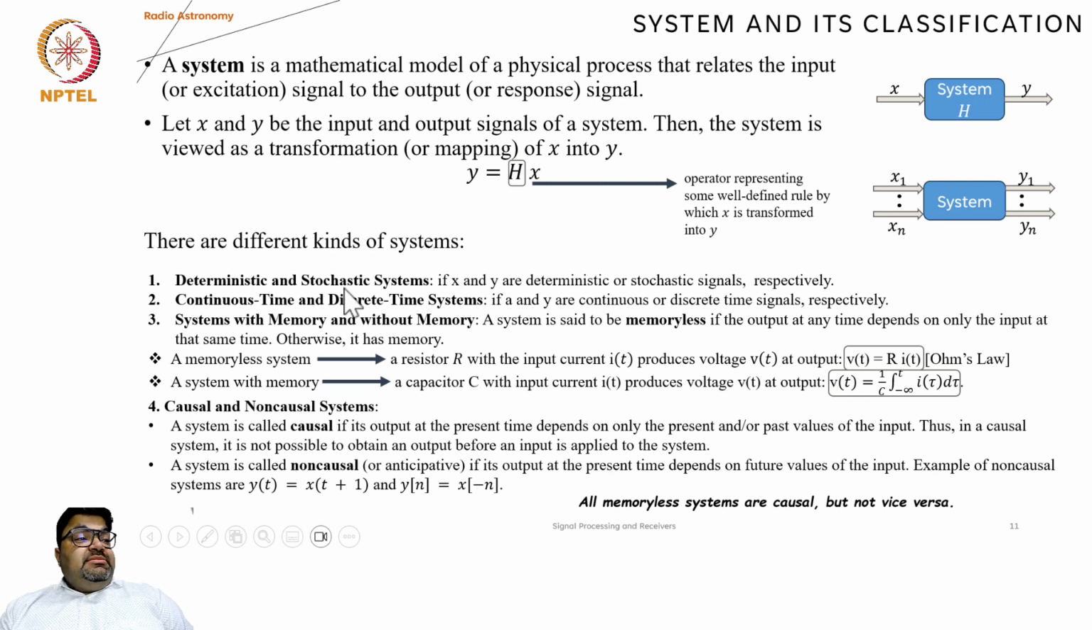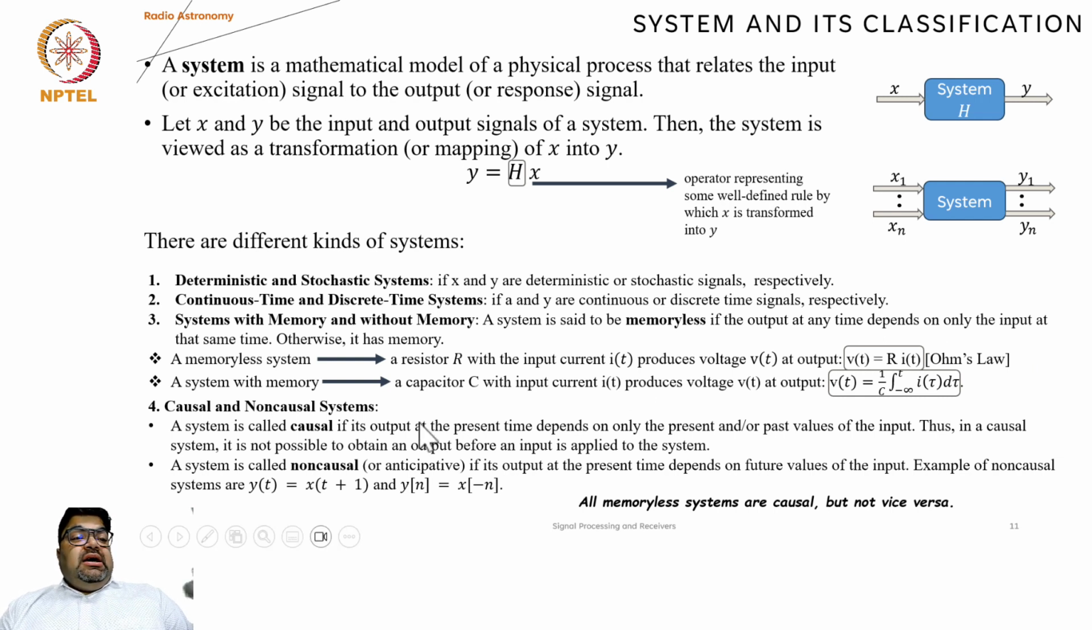There are different kinds of systems: deterministic and stochastic systems, if x and y are deterministic or stochastic signals. The system can be continuous-time or discrete-time, where x and y are continuous or discrete-time signals respectively. Then there are systems with memory and without memory. The system is said to be memoryless if the output at any given time depends only on the input at that particular time, and it has no other memory. Otherwise, the system is said to have memory.